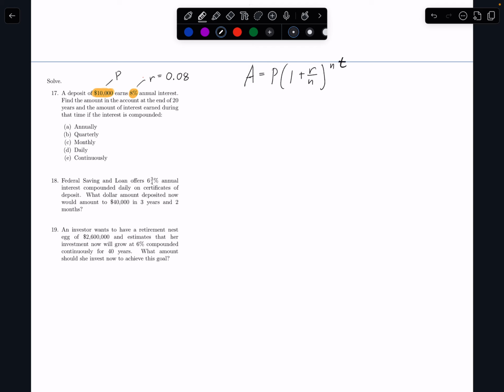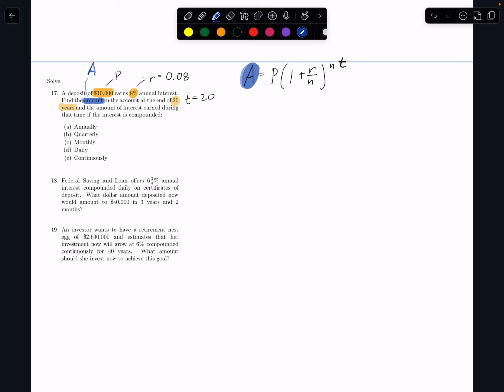Okay, so next it says find the amount in the account at the end of 20 years. So that means t is 20. Remember, t is always measured in the number of years. And the amount of interest earned during the time if interest is compounded. Okay, so we're trying to find the amount. I'm going to put a little blue highlight over what we're trying to determine. We're trying to determine the amount, and the amount is talking about the A, right? The future value. The thing that we're after is the future value or the total value. And then we also want to know the amount of interest earned.